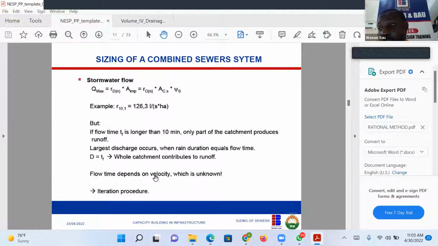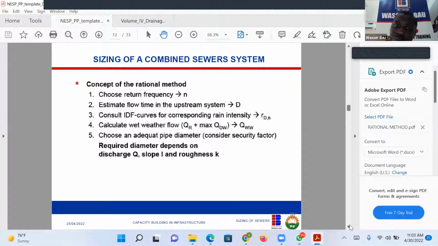Flow time depends on velocity. However, velocity is unknown. So here, we normally assume a velocity of 2 meters per second. 2 meters per second is an assumption. So this is it. We are moving to the design now.